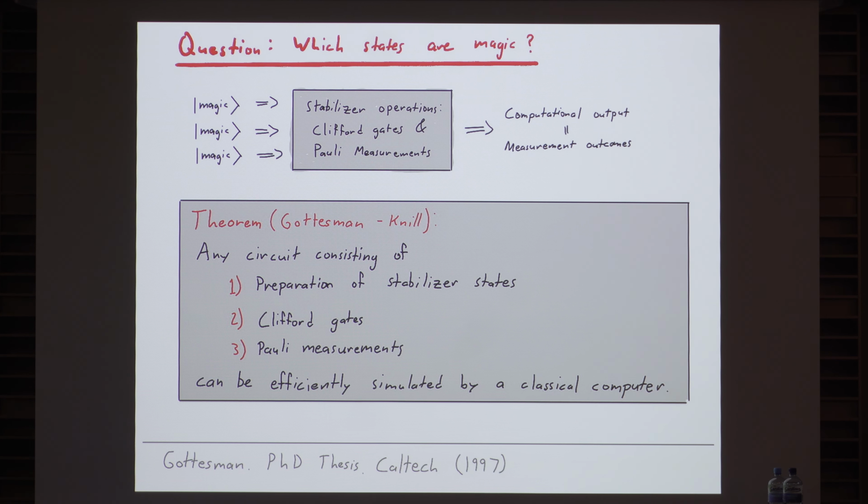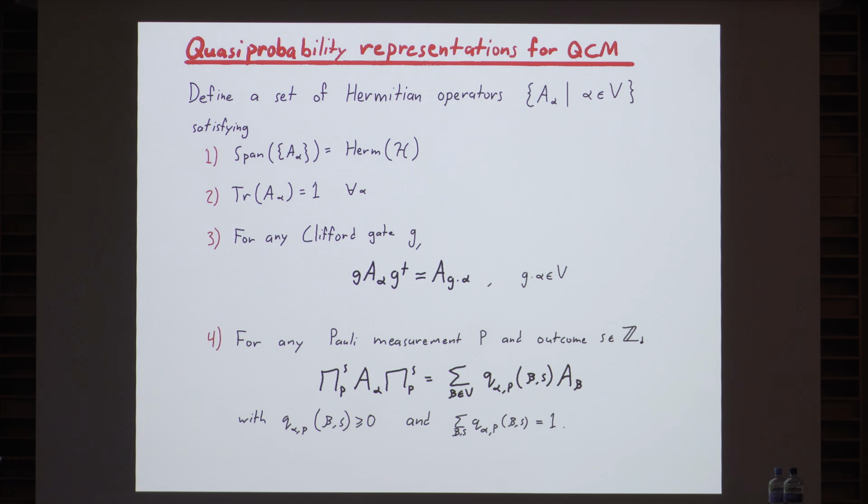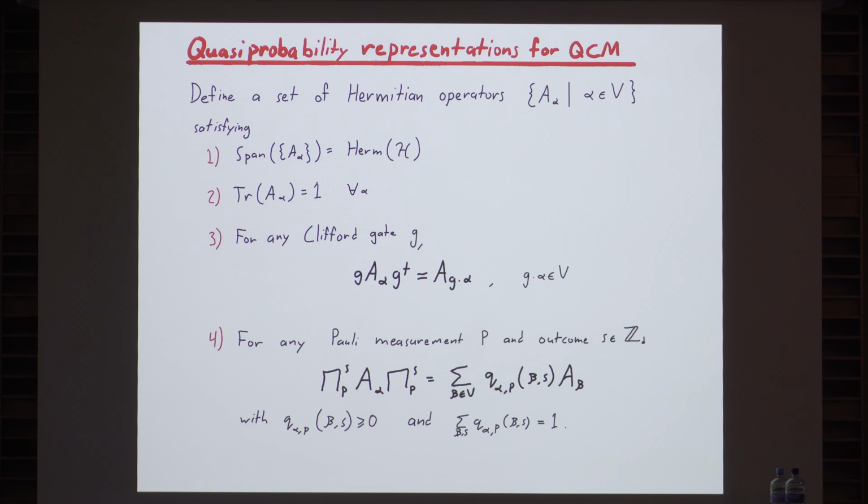And there's a framework for defining these classical simulation algorithms based on what we call quasi-probability representations. So I'll go through the abstract definition first of what I mean by a quasi-probability representation, and then I'll try to give a more geometric intuition for what's actually happening here. So this is the abstract version of it.